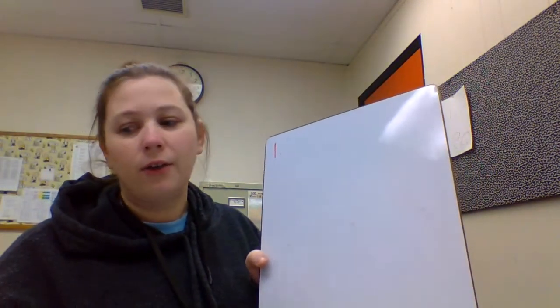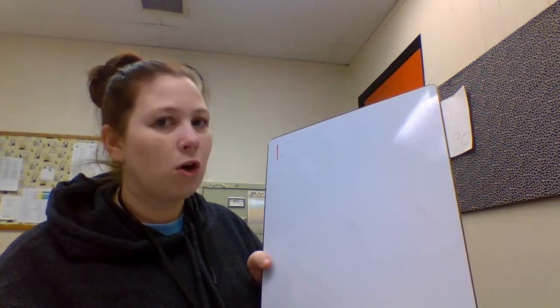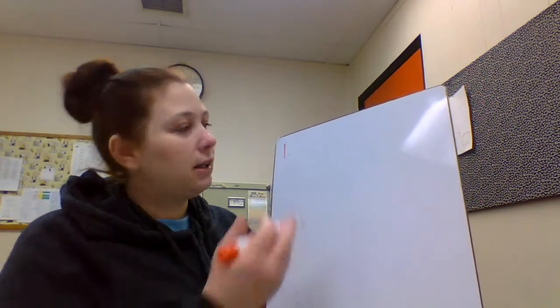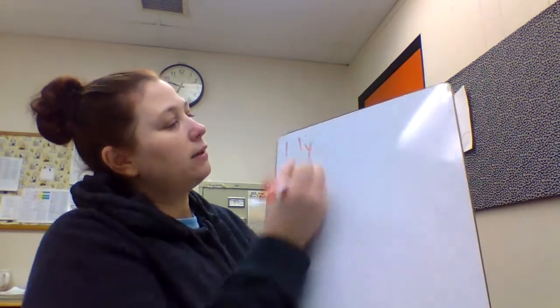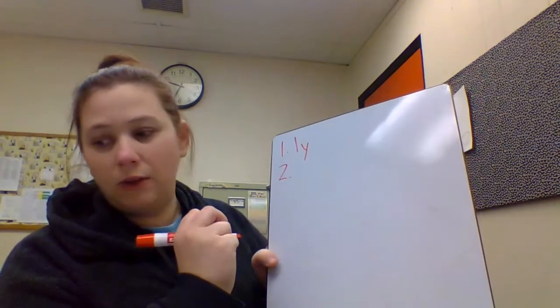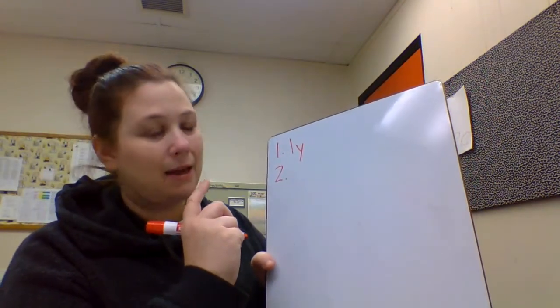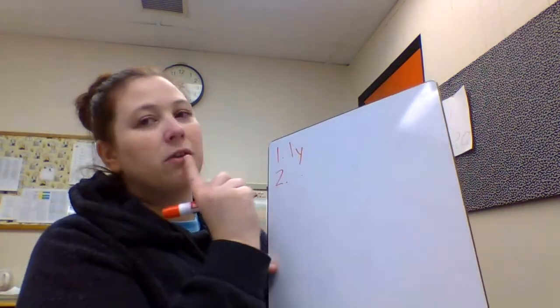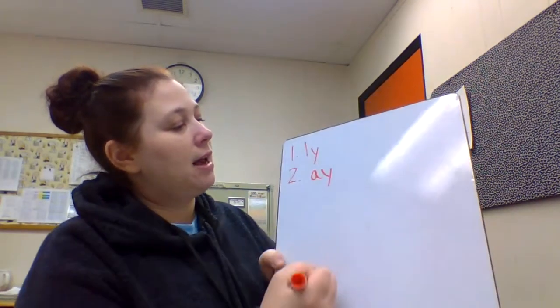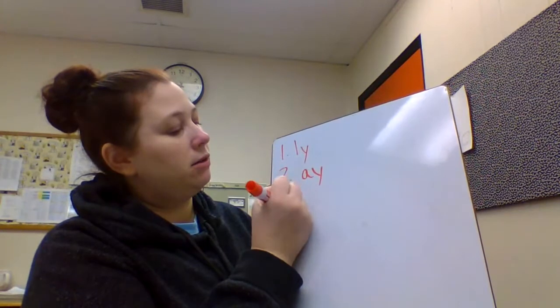On number 1, I want you to write down the suffix in slowly. So slow is our root word, ly is our suffix. On number 2, I want the vowel sound in the word spray. So that's spray, A, and it's A-Y in spray.